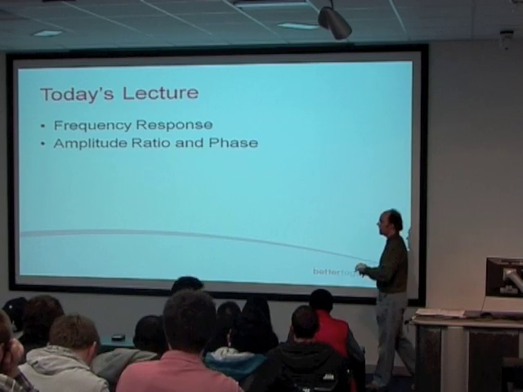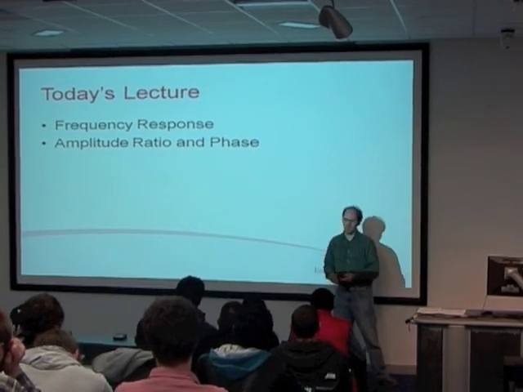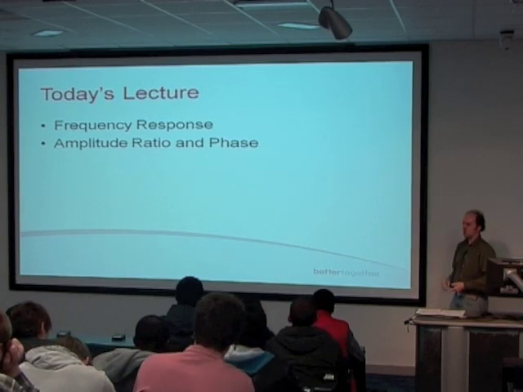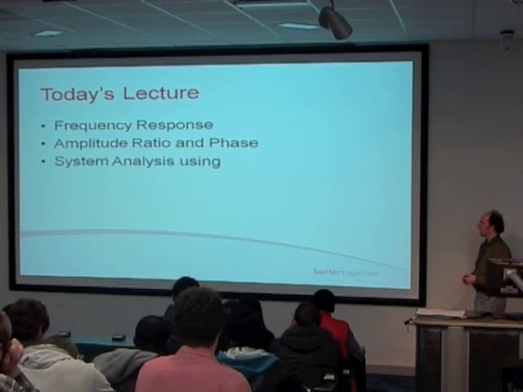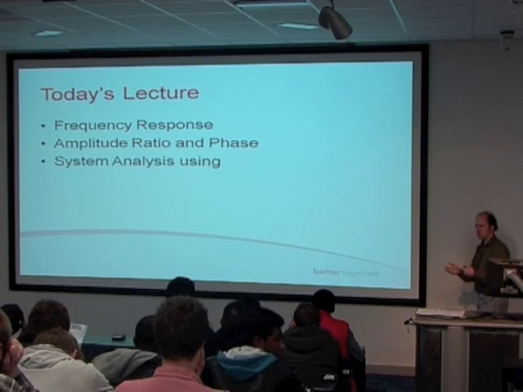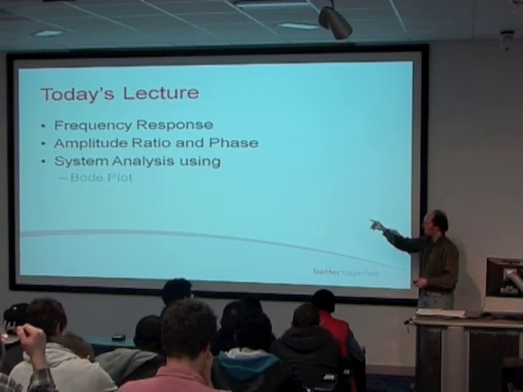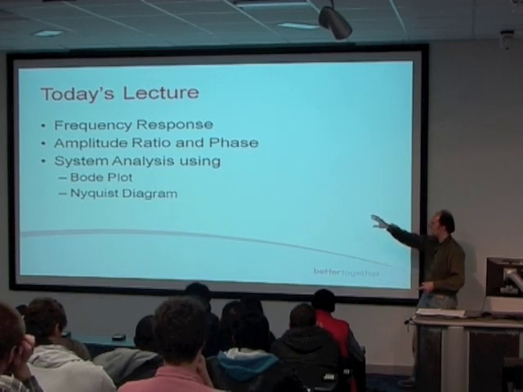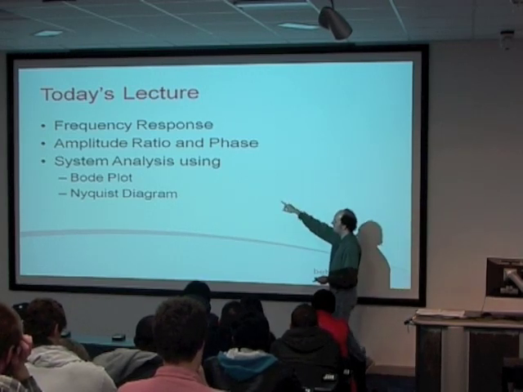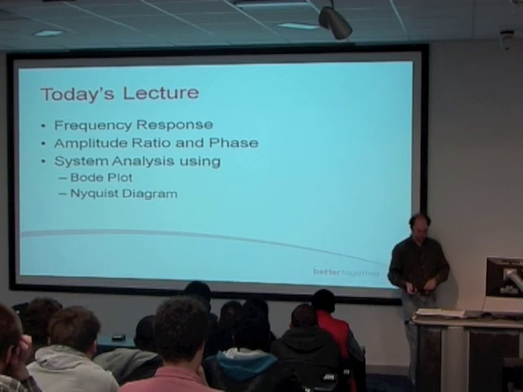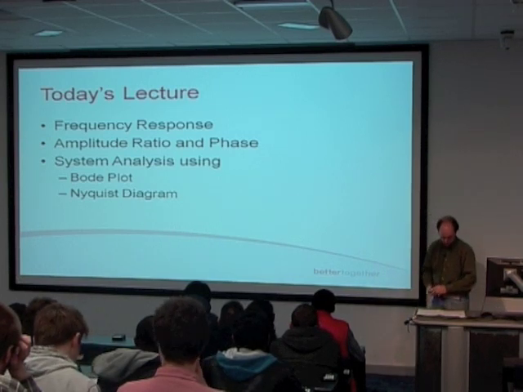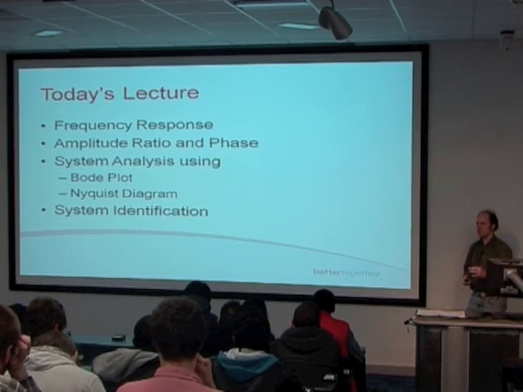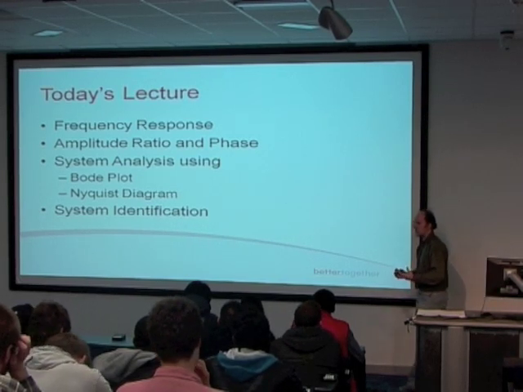Frequency response produces two numbers that we use to talk about frequency response. Those are called amplitude ratio and phase. And you can analyze systems using frequency response with these two things called a Bode plot or a Nyquist diagram. They're basically representations of these two, amplitude ratio and phase angle. And then the last thing we're going to do today is system identification.